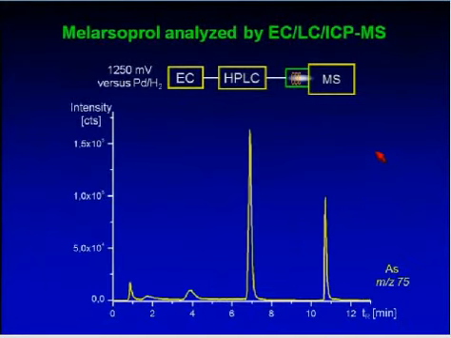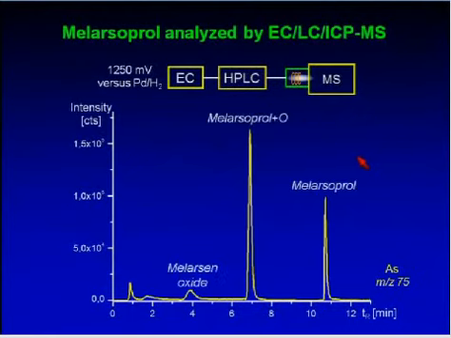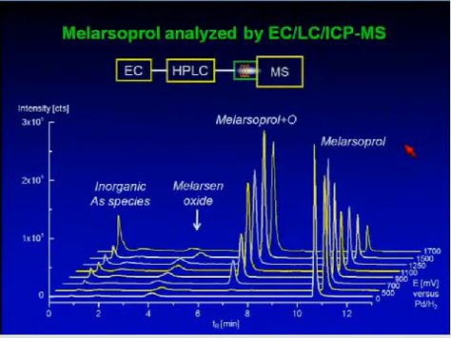If you then look at the electrochemistry coupled to ICP-MS, then you see the same peaks again. Here again the milazoprol, then here you have the milazoprol in the oxidized form, the melazine oxide, and this is also inorganic arsenic species. So you can see that also a certain amount of mineralization takes place under these conditions over here. This has been followed at the M/Z ratio of 75 for arsenic. So the inorganic arsenic species are shown over here.